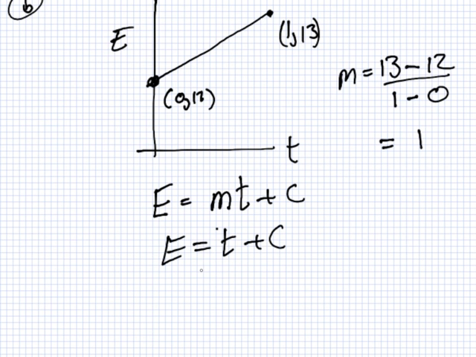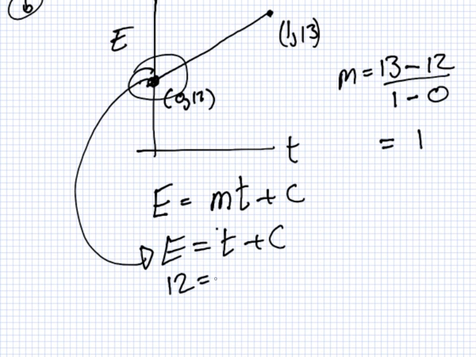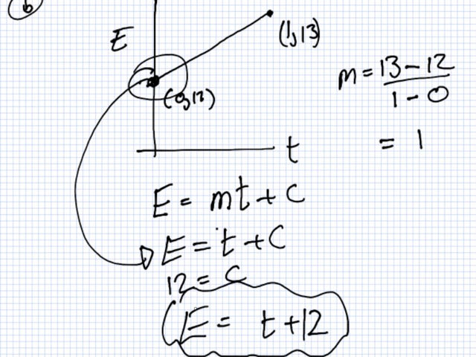And how do you find the c? Yeah, use a point. We'll use this one, because it's easier. So you have 12 equals c, because the t is 0. So E equals t plus 12. Okay, so write that one down.